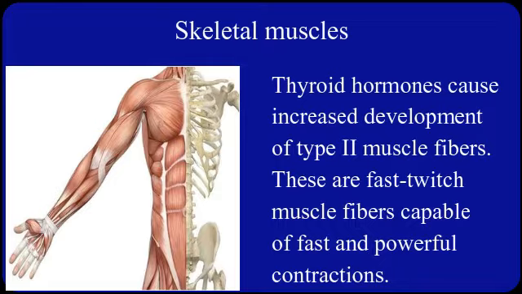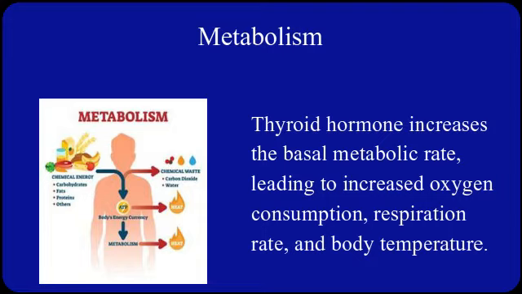Thyroid hormones cause increased development of type 2 muscle fibers, which are fast twitch muscle fibers capable of fast and powerful contractions. Our physiological metabolism comprises anabolism and catabolism, and both are affected by the functioning of thyroid hormone. The thyroid hormone increases the basal metabolic rate, leading to increased oxygen consumption, respiration rate, and body temperature.